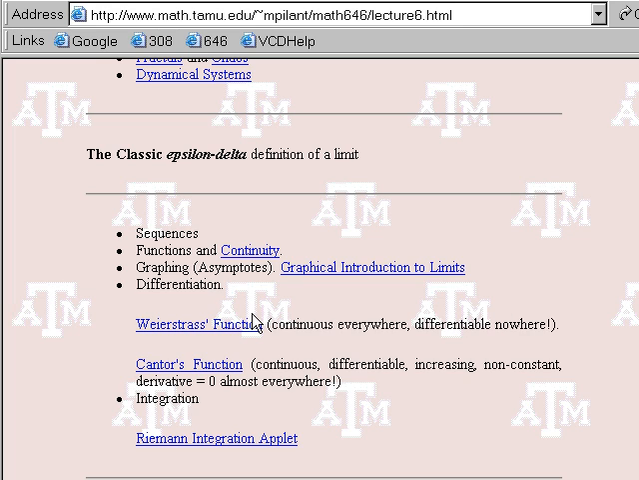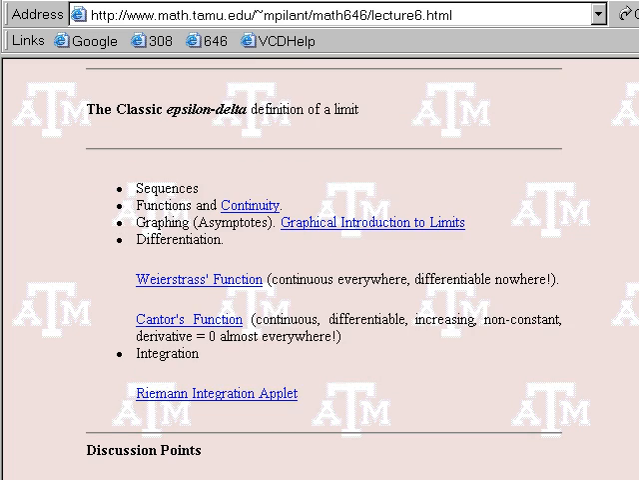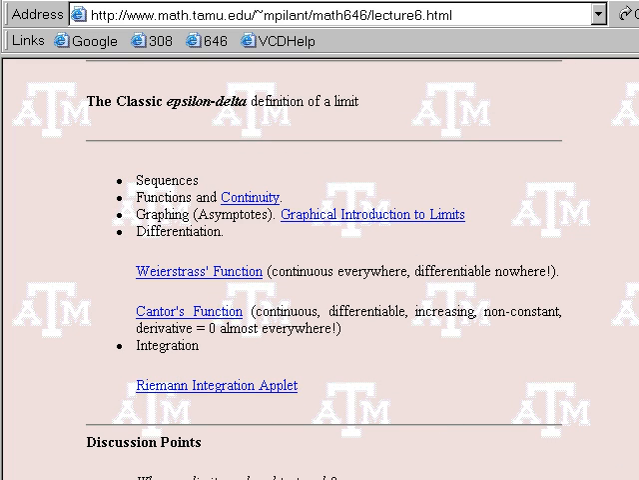Then I want to just redefine more or less how limits have to do with functions, continuity, integration, etc. And then there's a couple of more or less pathological functions. The Weierstrass function, which is continuous everywhere but differentiable nowhere, and Cantor's function, which is really extreme. It's a continuous differentiable function which is increasing, non-constant, and the derivative is 0 almost everywhere. So that's kind of an unusual function.